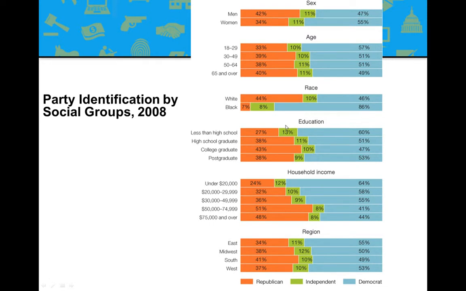Education, as you become more educated, the independent tends to decline, and so you tend to have more affiliation with one party or the other as you become more educated. And household income, you can see as income goes up, you tend to be more affiliated with the Republican Party, and you can see some regional differences as well. Okay, but by and large, Democrats tend to dominate, which should signal that Democrats should win more elections than Republicans, but that's not the case, and we can talk about that as we go through the lecture.